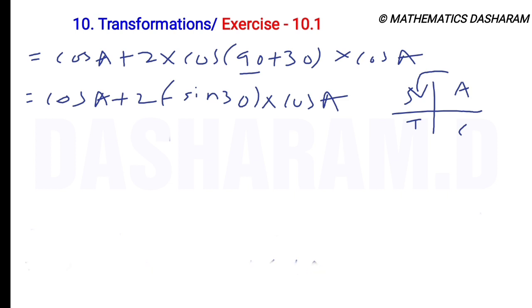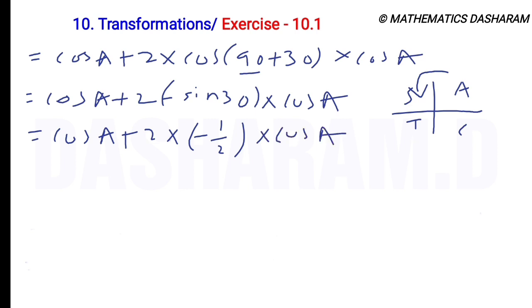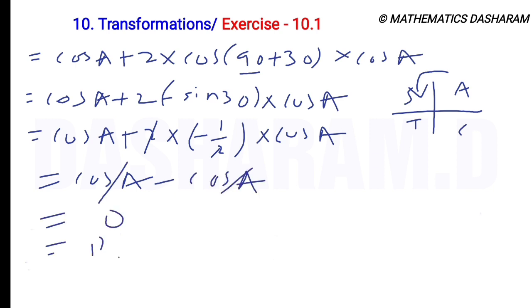So now cos a plus 2 into minus 1 by 2, because sin 30 degrees is 1 by 2, into cos a. 2 cancel, cos a here minus, so minus cos a, both cancel, 0, RHS. So hence proved.